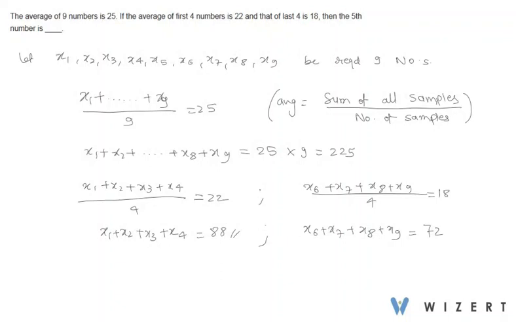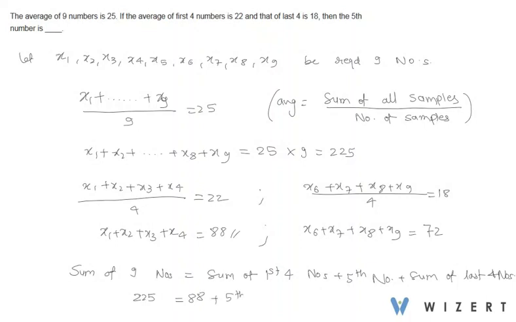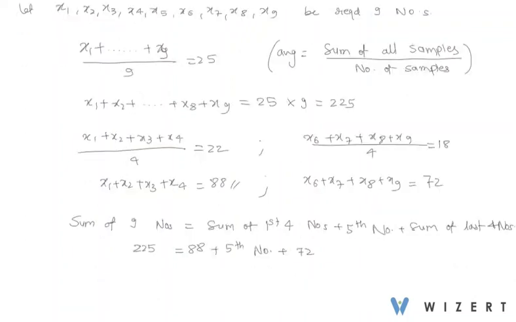Now we have the sum of 9 numbers as 225. So the sum of 9 numbers is equal to the sum of first 4 numbers plus the fifth number plus the sum of last 4 numbers. So we can simply write 225 is equal to 88 plus fifth number plus 72. Solving this, we get the fifth number.